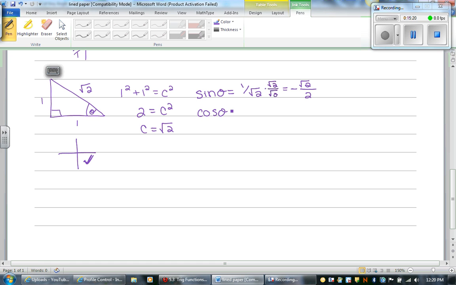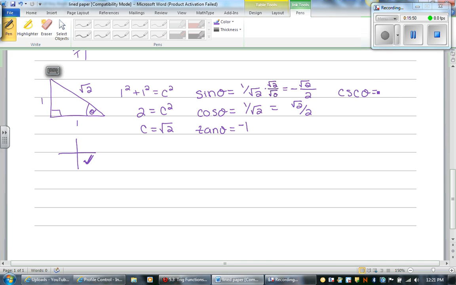Cosine, adjacent over hypotenuse, 1 over the square root of 2. Don't need to do the work. I already know what it is, square root of 2 over 2. Okay, and because I'm in the fourth quadrant, all students take calculus, cosine is positive. Tangent is going to be opposite over adjacent. Opposite over adjacent is 1 over 1. And since we are in the fourth quadrant, it is negative.